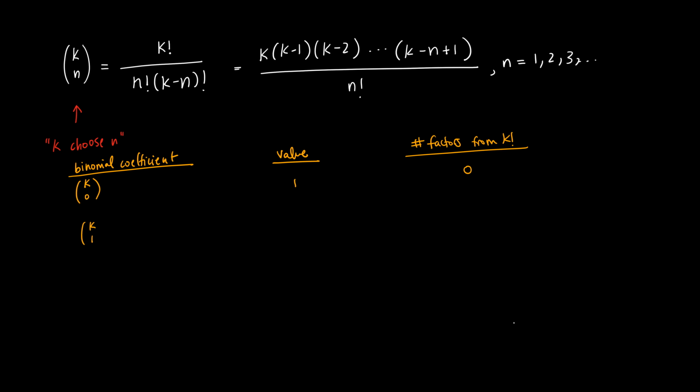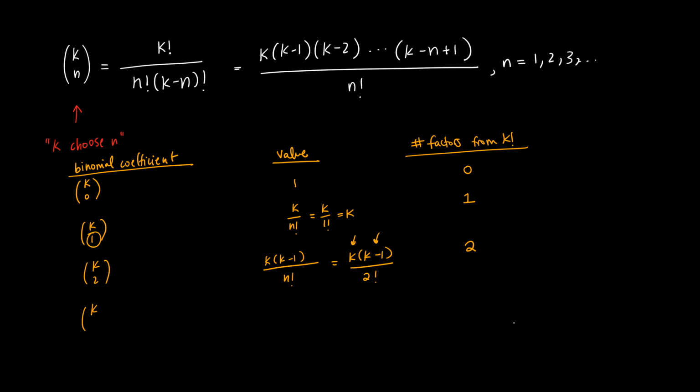Then what if we do k choose 1? Now this is going to look like k over n factorial, which is equal to k over 1 factorial, because our n value here is 1, which is equal to k. So here we have 1 factor from k. And then what if we did k choose 2? Now we're going to have k times k minus 1 divided by n factorial, which equals k times k minus 1 over 2 factorial. So now we have two factors from that k factorial expression: the k and the k minus 1.